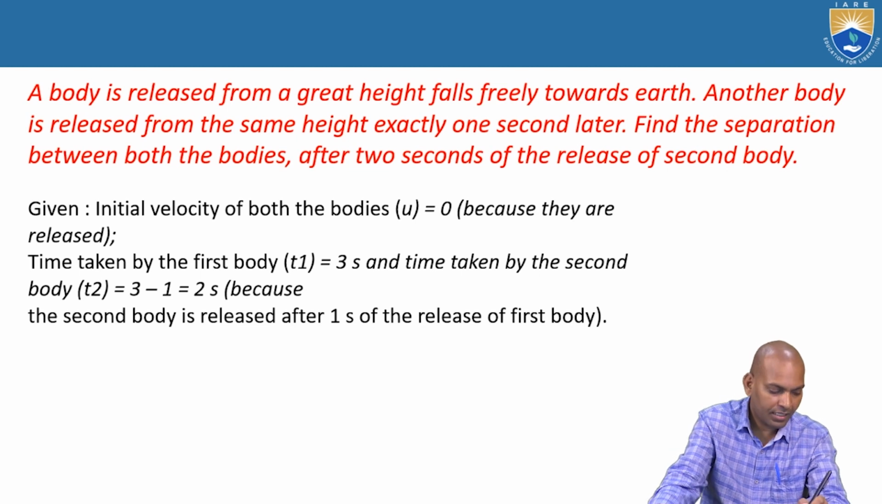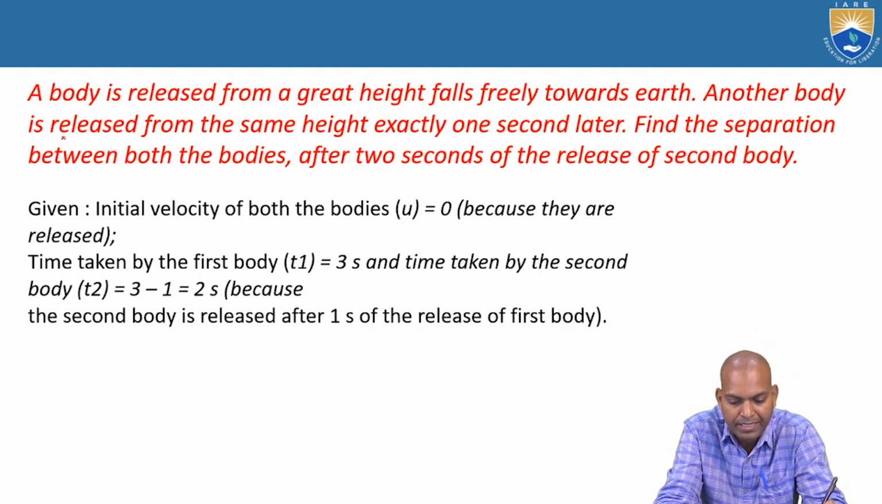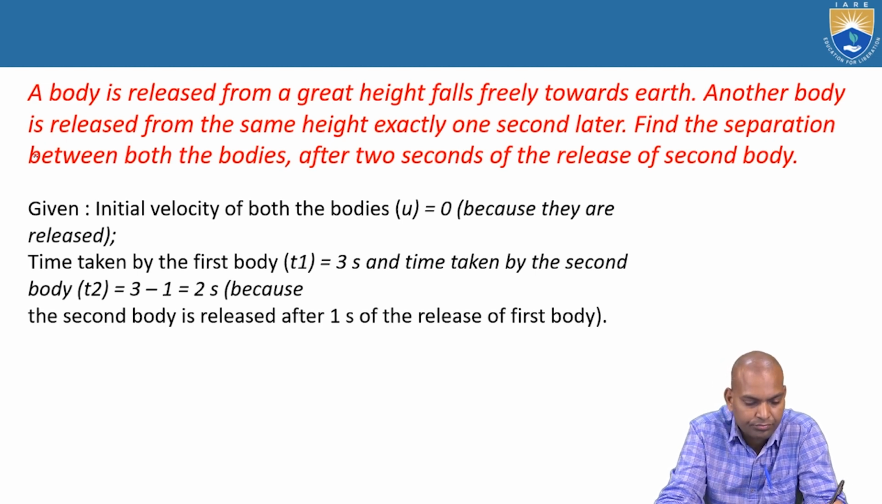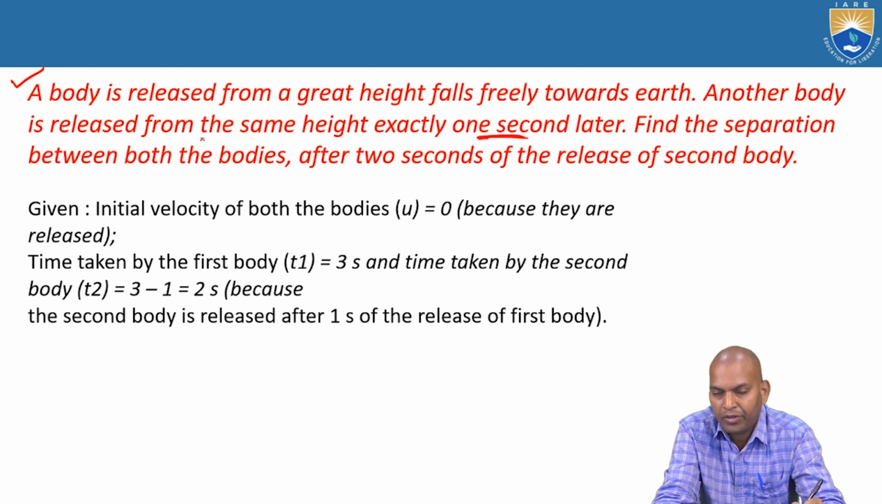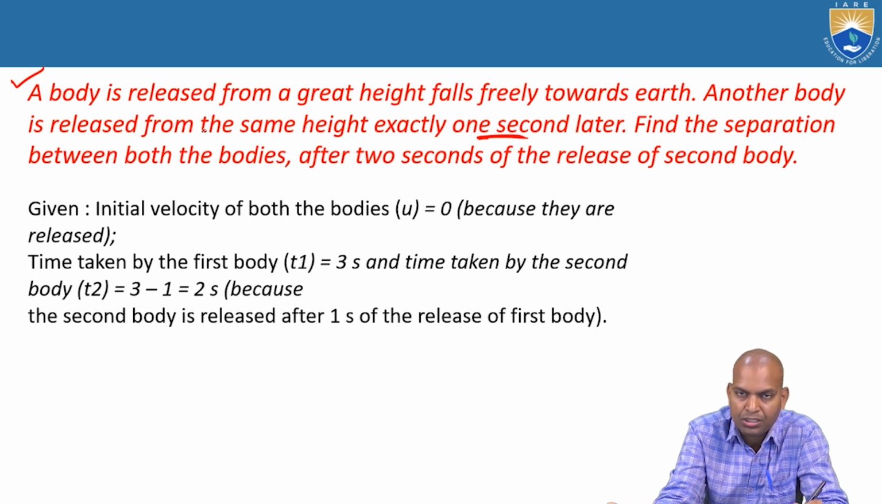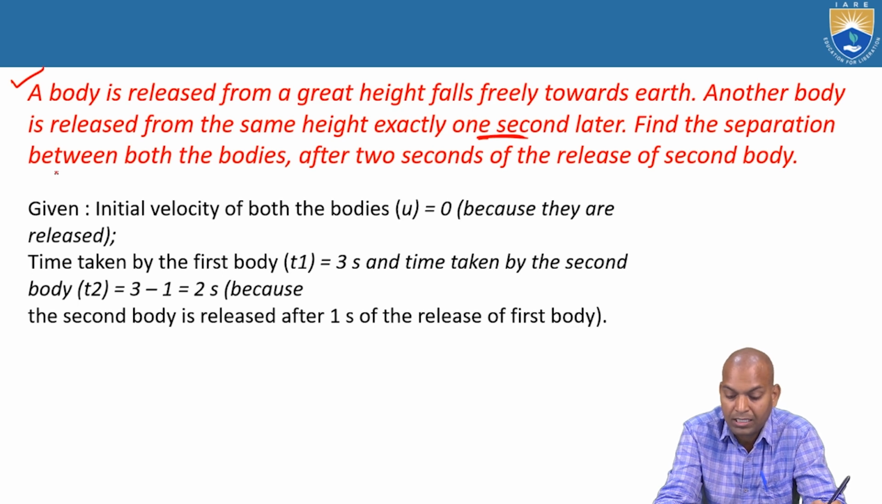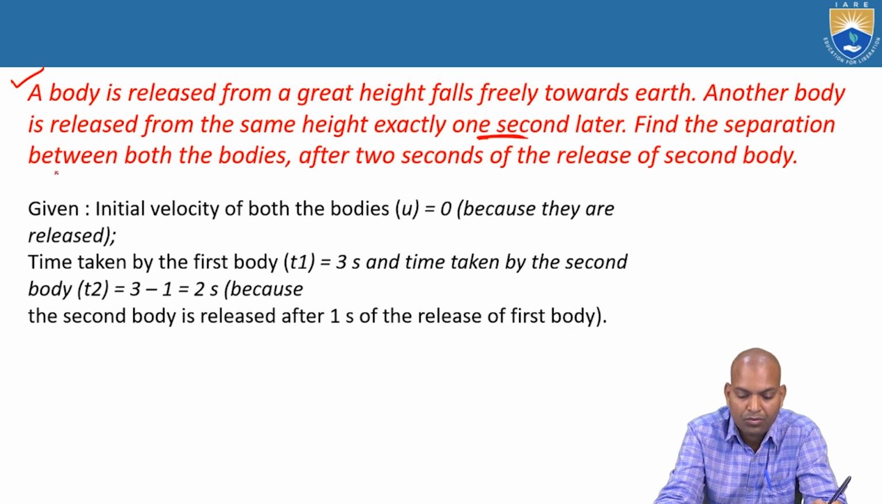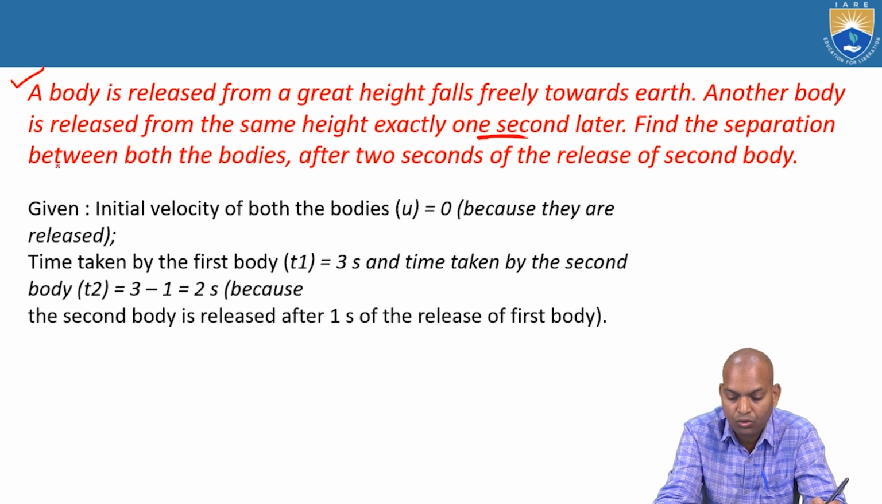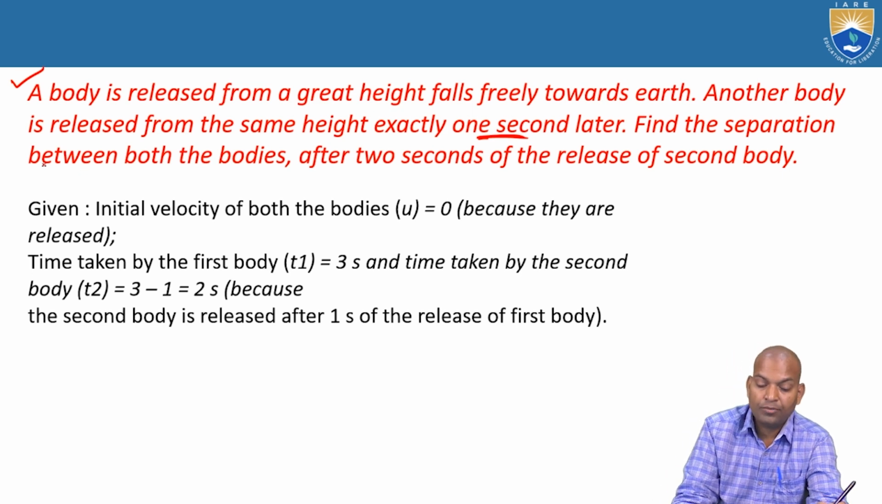The next problem is that a body is released from a great height and falls freely towards earth. Another body is released from the same height exactly 1 second later. The first one is at t, and the second body is at t minus 1 seconds. Find the separation between both bodies after 2 seconds of the release of the second body.